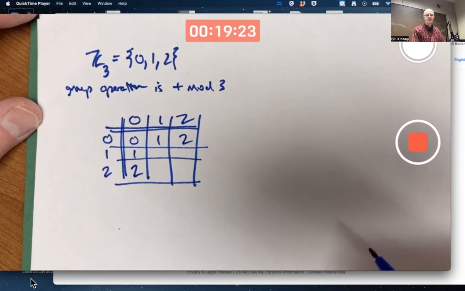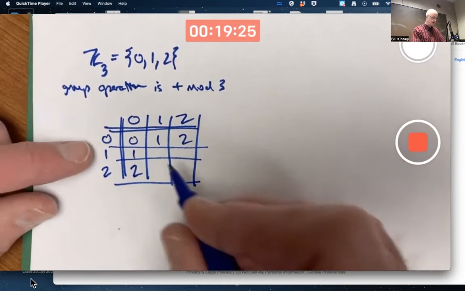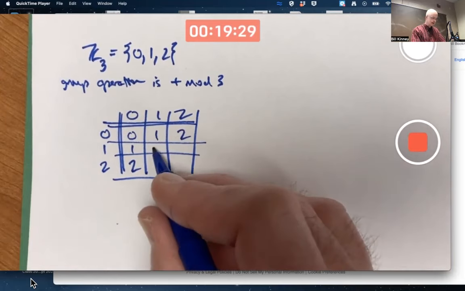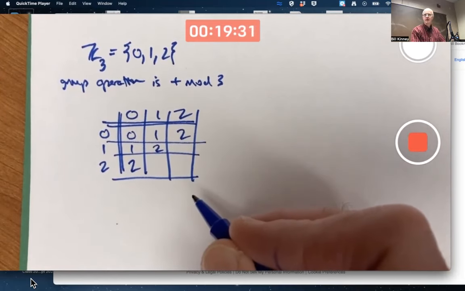Doing addition mod 3, 1 plus 1 is 2. Mod 3 is still 2. 1 plus 1 is no longer 0 here. It's 2. And 2 is not equal to 0.